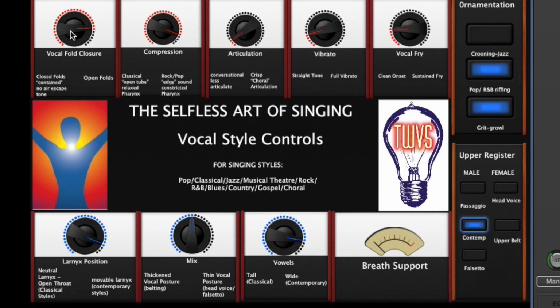Not a lot of vocal fold closure in his singing. High compression, very low articulation, not a lot of vibrato. Vocal fry, not as much, although I'm sure he does have some if we went through and really analyzed it. Pop riffing style, grit growl. Contemporary high notes. His larynx position is in the movable larynx position, which is more of a contemporary. He's about 50-50 on his mixing as far as thickened versus thin, and his vowels are contemporary. Okay, all right, so there's that.